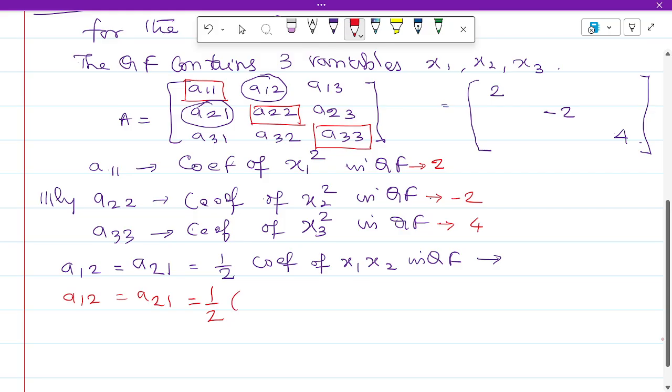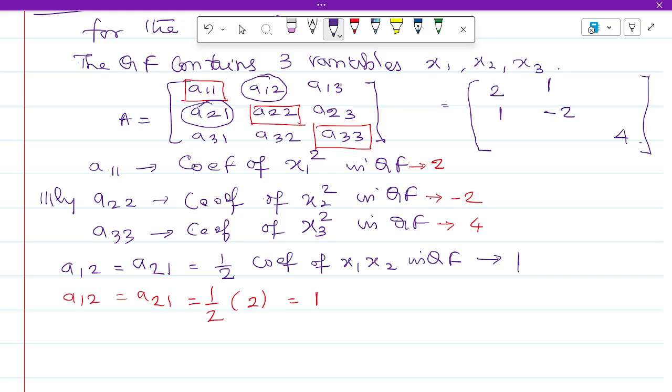What is the coefficient there? 2 is the coefficient. Therefore, that value is 1. So here you have to write 1 and 1. A12 and A21 position should be 1 by 2 of the coefficient of x1, x2 in the quadratic form. This value is 1.